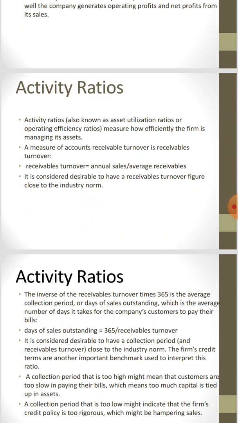Okay. And like we said, it tells us about the asset utilization, how efficiently the firm is managing its assets. We're going to start by looking at the receivables turnover, which is annual sales divided by average receivables. Average receivables is equal to opening receivables plus closing receivables divided by 2. It is desirable if the receivables turnover is close to the industry norm.